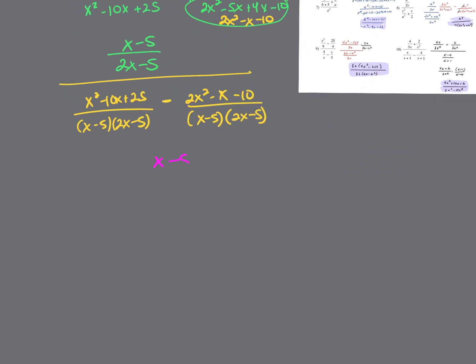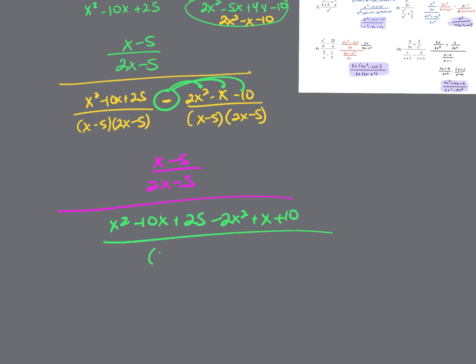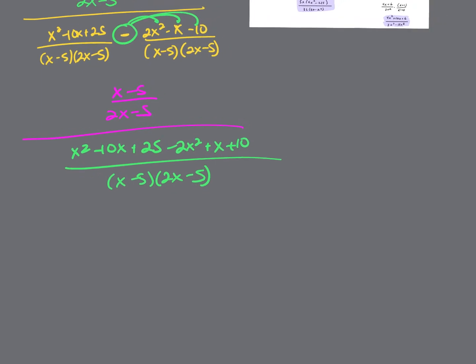So my numerator is x minus 5 over 2x minus 5. And then the denominator, I'm going to get x squared minus 10x plus 25. This negative is going to go to all three terms. So negative 2x squared plus x plus 10 all over x minus 5 and 2x minus 5. And then comes the keep change flip. Well, I can combine like terms in the top here. This becomes negative x squared minus 9x plus 35.